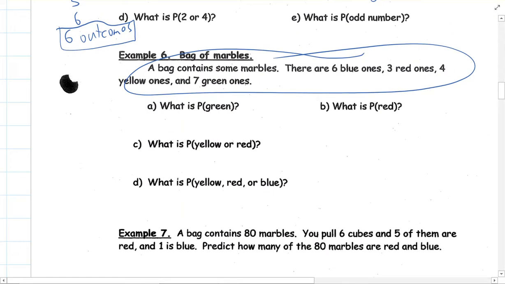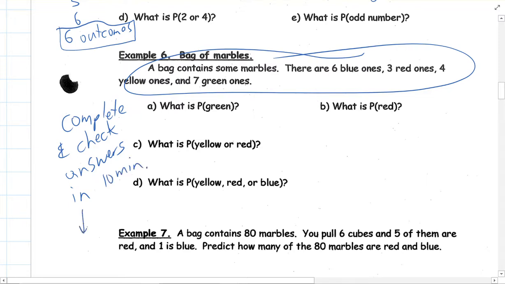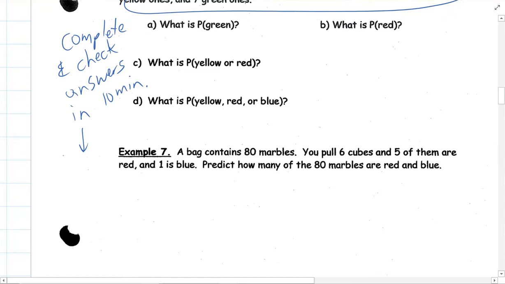So I want you to complete and check your answers in 10 minutes, okay? I'll have the key in the lesson. So you can go and check the key.